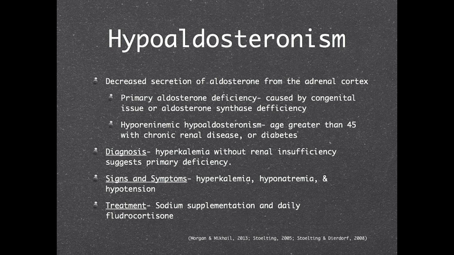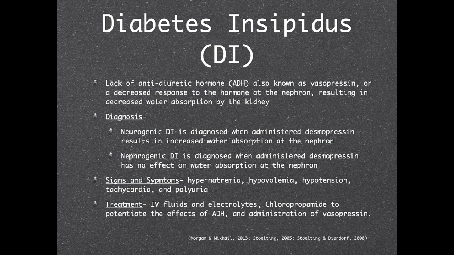Signs and symptoms include hyperkalemia, hyponatremia, and hypotension. Treatment includes sodium supplementation and daily fludrocortisone. Diabetes insipidus is a lack of antidiuretic hormone, or ADH, or it's a decreased response to the hormone at the nephron, resulting in decreased water absorption by the kidney.